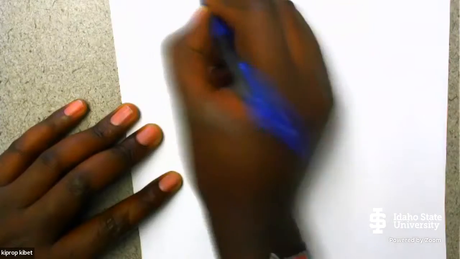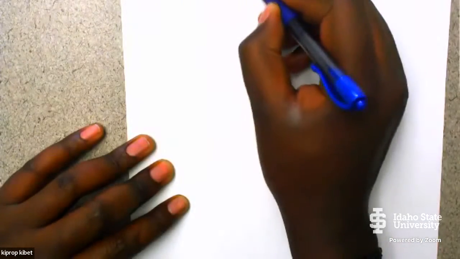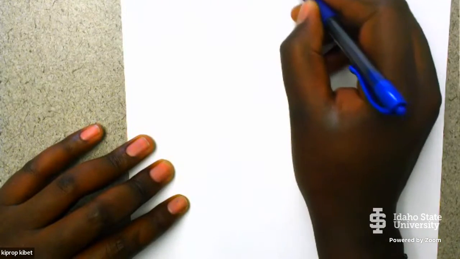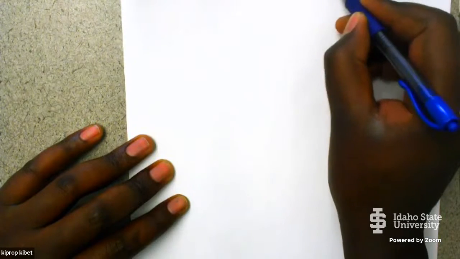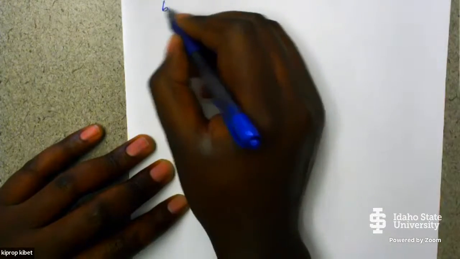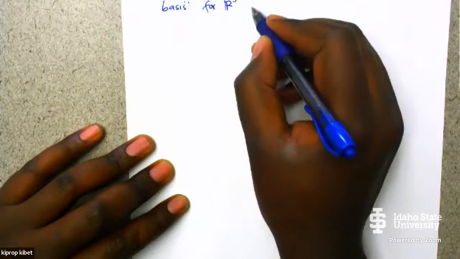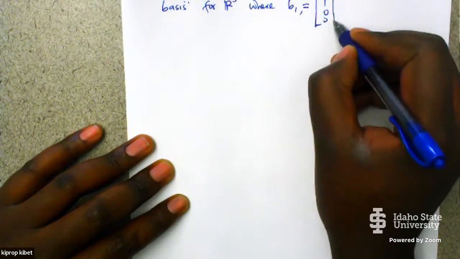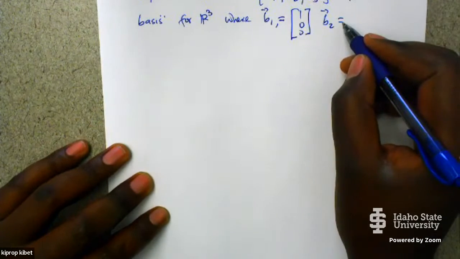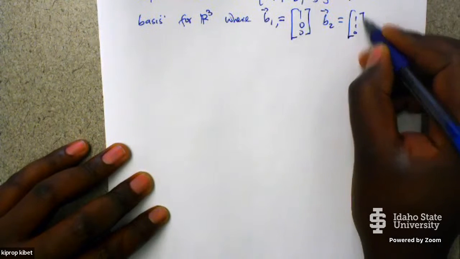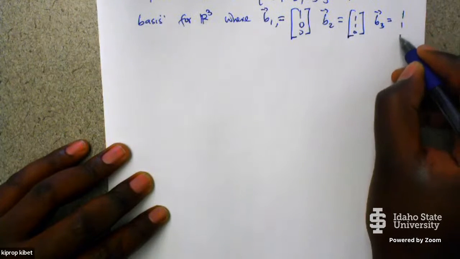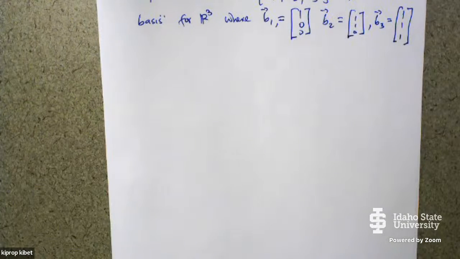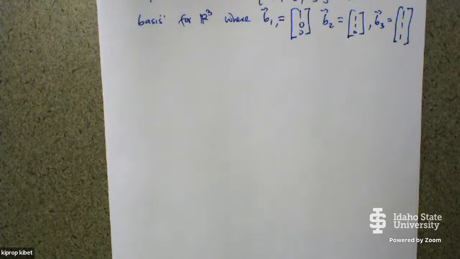Now let's look at another example. Example number 8. Show that the vectors B1, B2, B3 form a basis for R3, where B1 equals 1, 0, 0, B2 equals 1, 1, 0, and B3 equals 1, 1, 1. Show that they are a basis for R3.